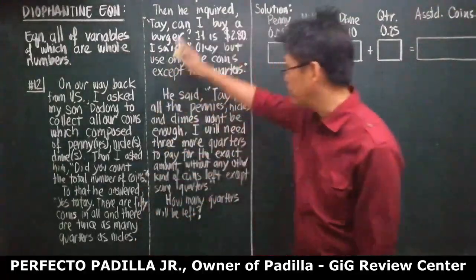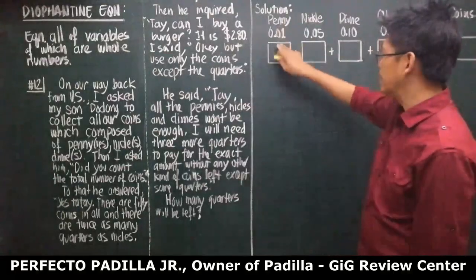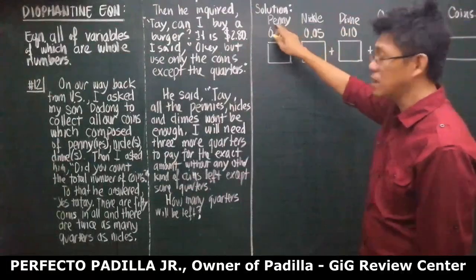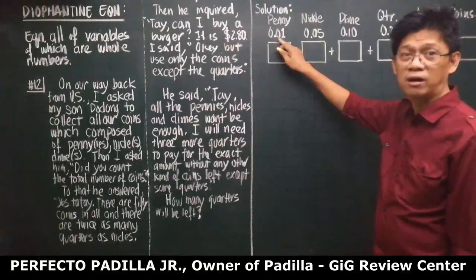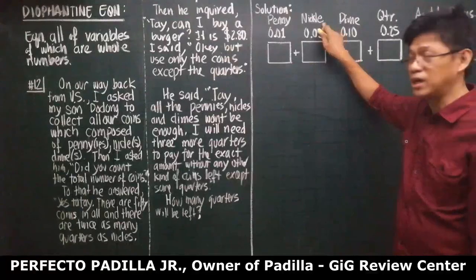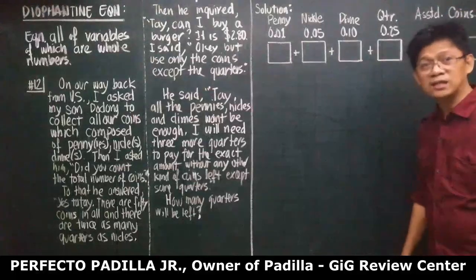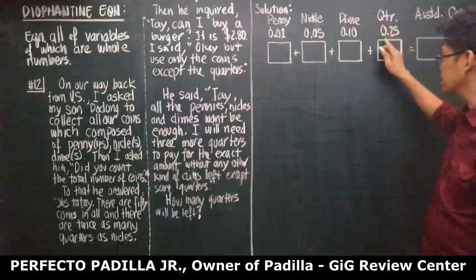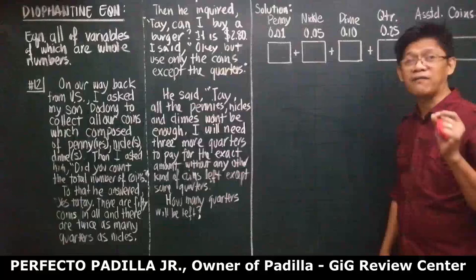Stop muna tayo dito before I continue with this. Okay. Now, these are pennies, nickel, dime, quarter. A penny is the same as one cent, meaning $0.01. Okay? A nickel is equivalent to 5 cents, or $0.05. And a dime is a tenth of a dollar. This is 10 cents. And a quarter is 25 cents. A 50 cents is a half dollar.